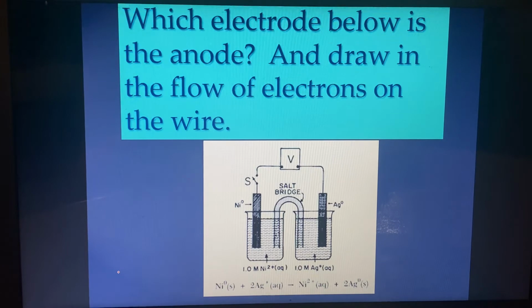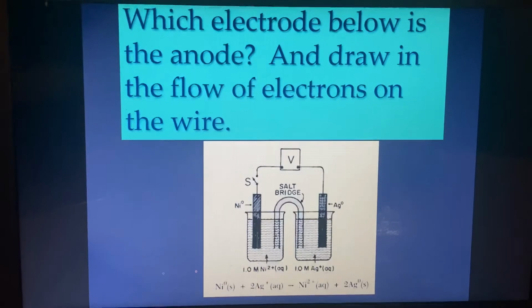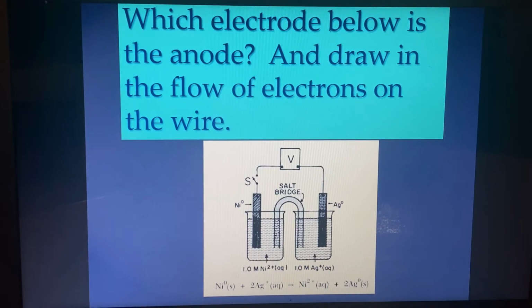All the information you need is right here. It does not matter what the concentration of the solutions are, just as long as you have ions in solution, you're good to go. So that's our wrap up of voltaic cells. Remember, voltaic cells are spontaneous. Spontaneous means they happen without external energy.